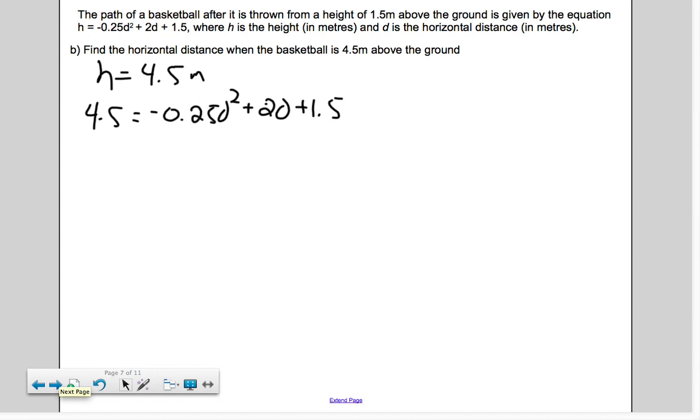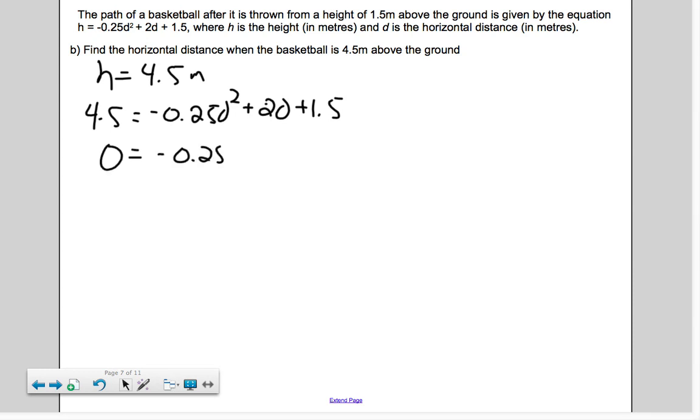Okay, well, kind of a little bit closer. What to do now, though? Say that again, Jack? Bring the 4.5 over, okay, subtract 4.5. Thank you. Because we have a quadratic equation, we can solve it when it's equal to 0. Same thing as finding the roots. So if we subtract 4.5 from both sides, we can get 0.